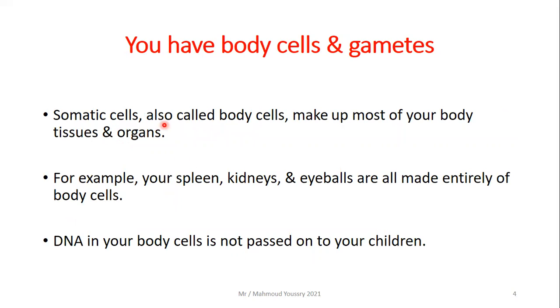Somatic cells are also called body cells. They make up most of your body tissues and organs. For example, your spleen, kidneys, and eyeballs are made entirely of body cells. The DNA in your body cells is not the one that is passed on to your children.